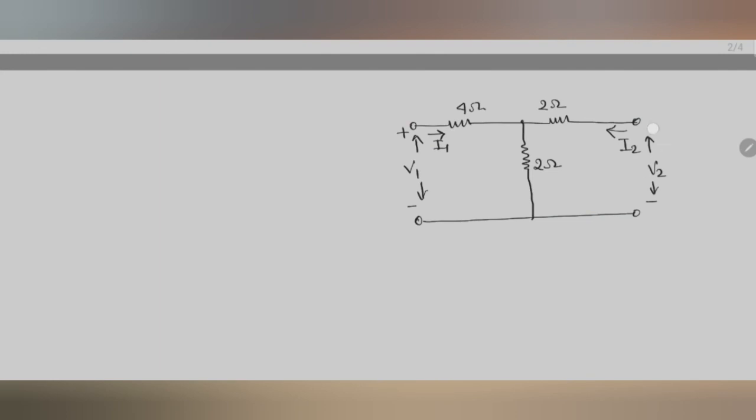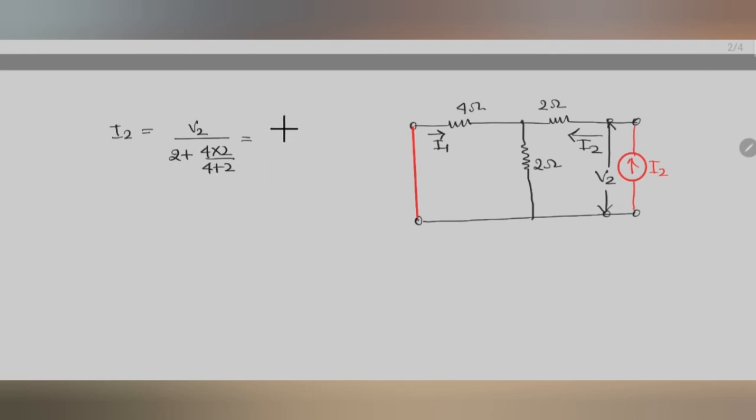Now we will repeat the process to find Y22 and Y12. So step 3 will be to provide a current source at port 2. This will be I2, right? So we provide a current source at port 2 and we short circuit the input terminal. This is V2. Now I2 will be V2 divided by the total resistance, that will be 2 plus 4 into 2 by 4 plus 2. So this will be V2 divided by 10 by 3, so this will be 3V2 by 10.